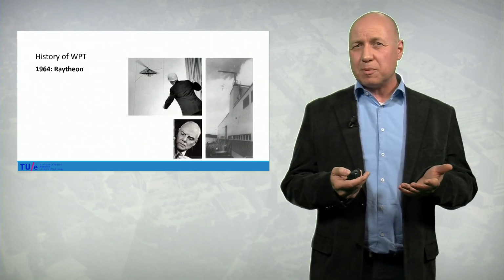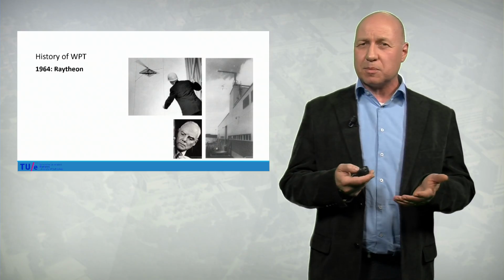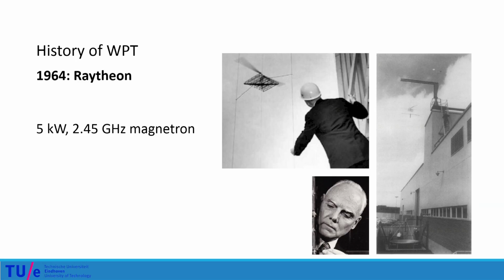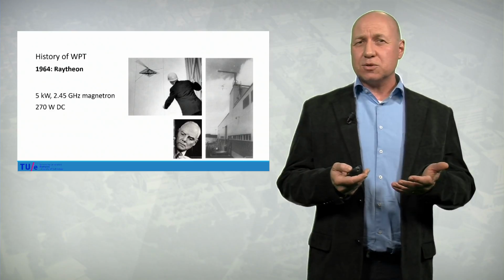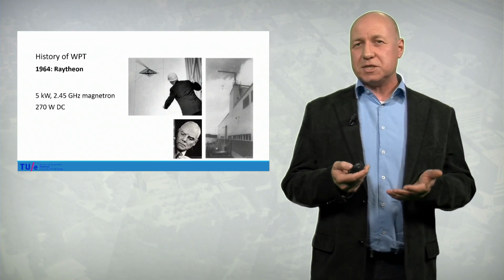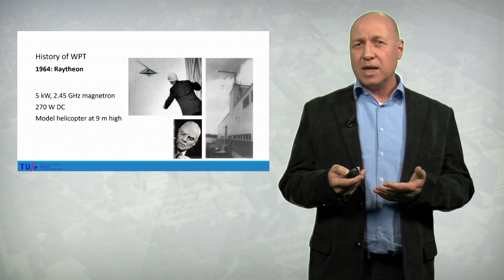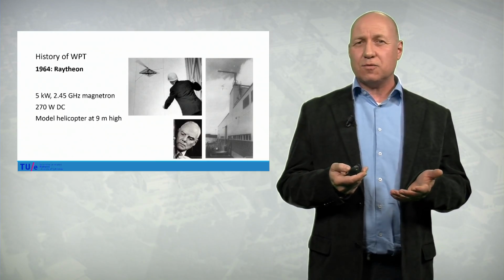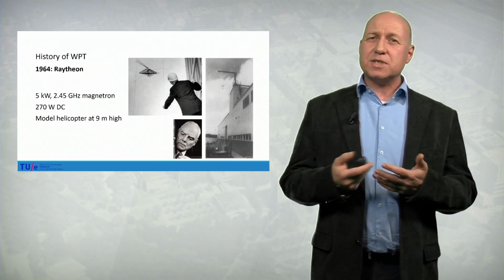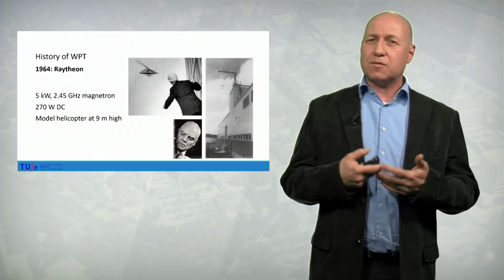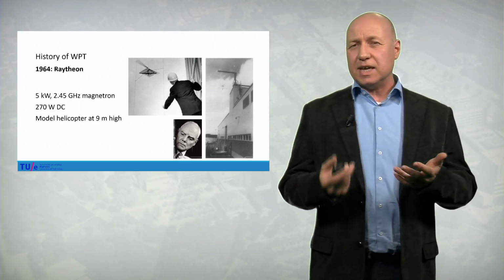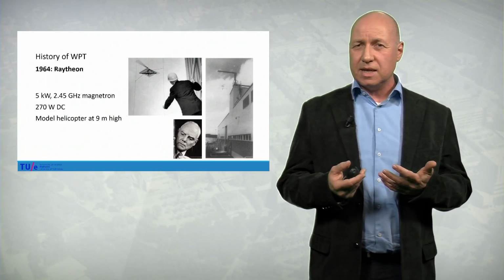William Brown was capable of flying a model helicopter powered by radio waves. He used 5 kilowatts at 2.45 gigahertz using the magnetron being invented in the war. He was able to collect 270 watts of DC power at the helicopter, and that helicopter flew at a height of 9 meters. This project at Raytheon lasted till half the 80s, and then again interest became less.